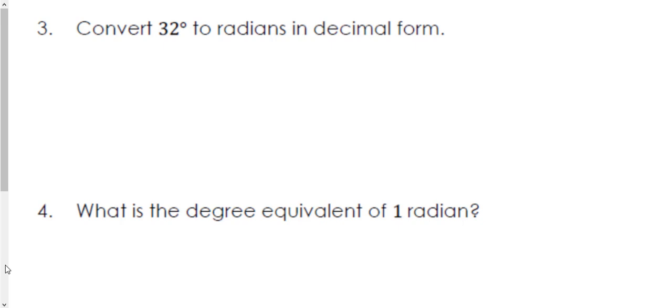All right, a couple more just so you can practice here. Convert 32 degrees to radians in decimal form. Again, if we wanted to convert this into radians in terms of pi, you remember last time we said we are going to take 32 degrees and multiply it times pi over 180 degrees. But this time to get the decimal form, we're just going to change this to 3.14.